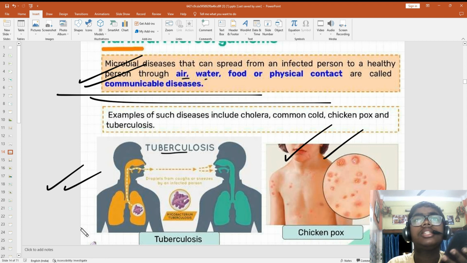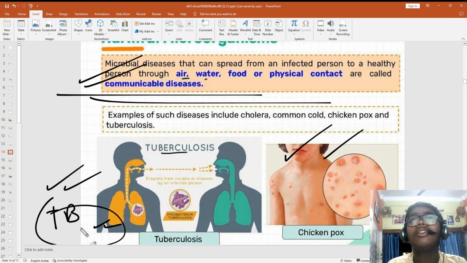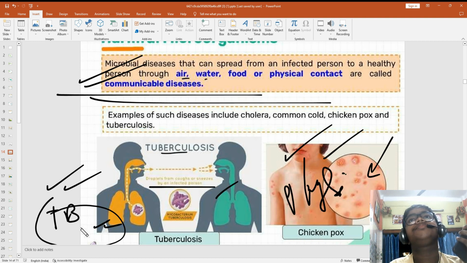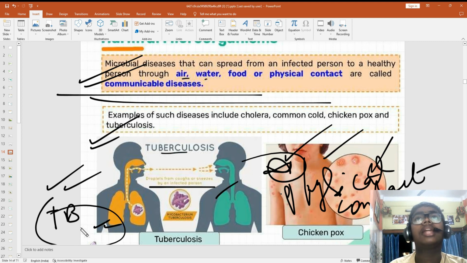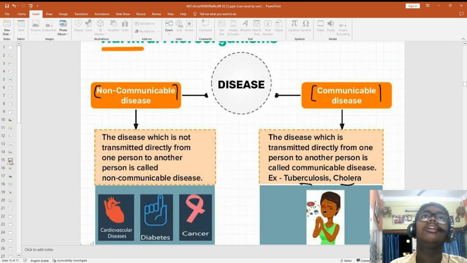So you can say tuberculosis. How is tuberculosis transferring? What is tuberculosis, guys? Anyone know what tuberculosis is? TB. Very good. TB is caused by a bacteria, and it also spreads when we sneeze or cough. At that time it is transferred through air, and it also transfers by physical contact. Chicken pox. Okay, it has once become a life-threatening disease. So you can understand these spread from one person to another person. Okay, they are called communicable.